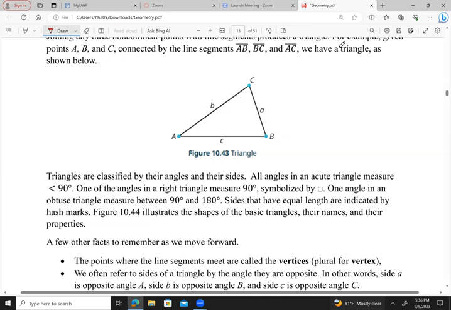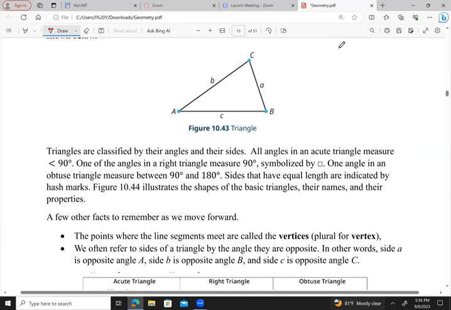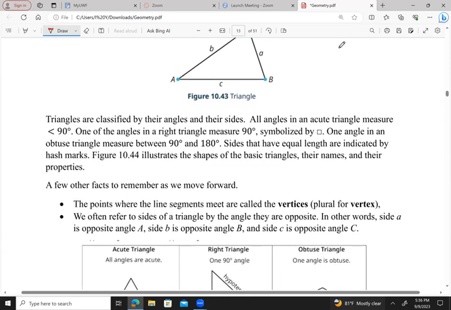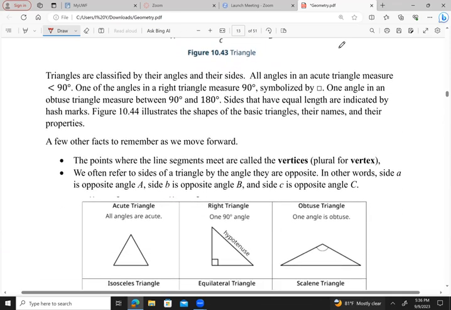All angles in an acute triangle measure less than 90 degrees. One of the angles in a right triangle measures 90, and again we have that little square symbol in it. And one angle in an obtuse triangle measures between 90 and 180. Sides that have equal length are indicated by hash marks. And we have a figure here that shows the shapes of the basic triangles, their names, and their properties.